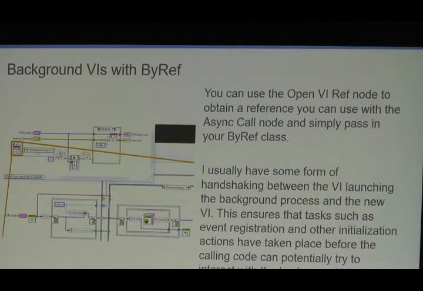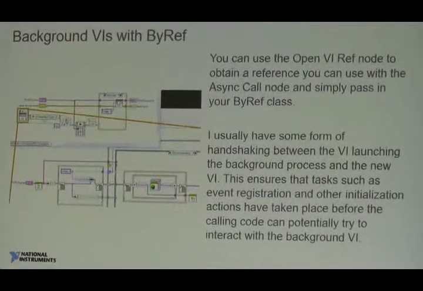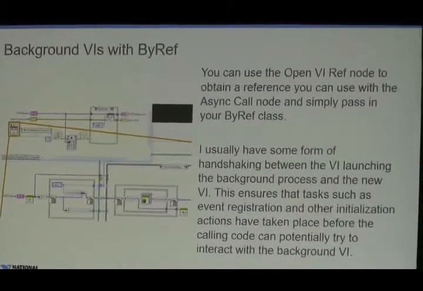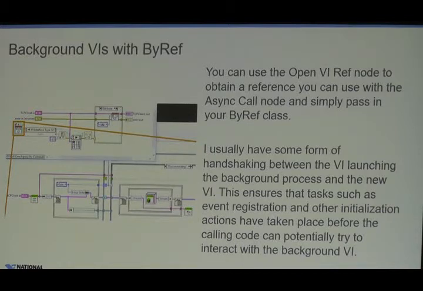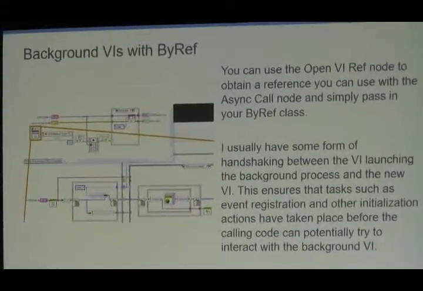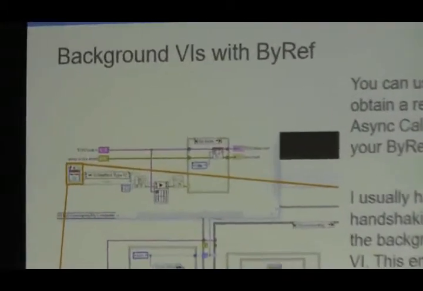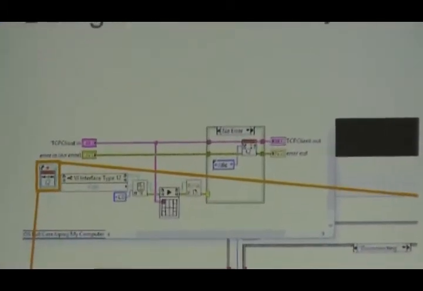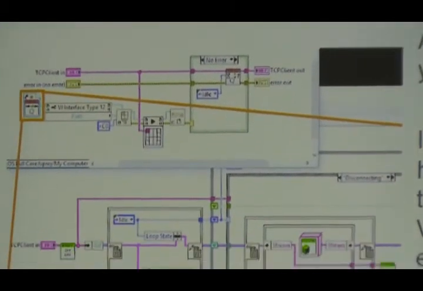Another thing that's really easy to do, and this is one of the things that Active Framework is meant to do out of the box, is launching asynchronous VIs in the background. You can use your call by reference node that we can see here in the upper one, where all we have to do is pass the class into it, and we still have access to all of that same information.